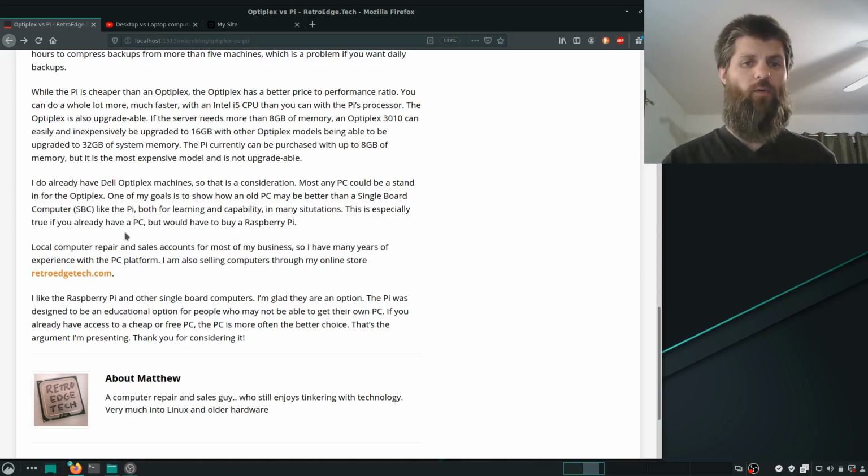It's a very frequent use for old PCs, or it should be, that we can continue to use these to get useful things done. So one of my goals is to show that an old PC may be better than a single board computer, like the Pi, both for learning. You can do tons of things with coding, servers, and that sort of thing, and capability. So you can do a lot more with the processing and upgrades and things you can connect, etc., than you can with the Pi. There's a lot of similarities.